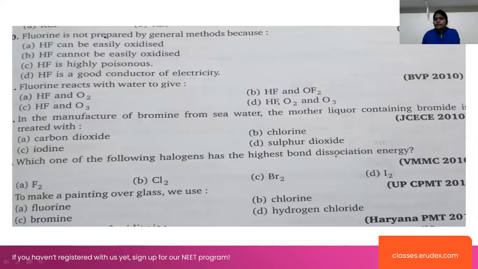Next one: fluorine is not prepared by the general methods because HF cannot be easily oxidized, so that we can prepare fluorine.